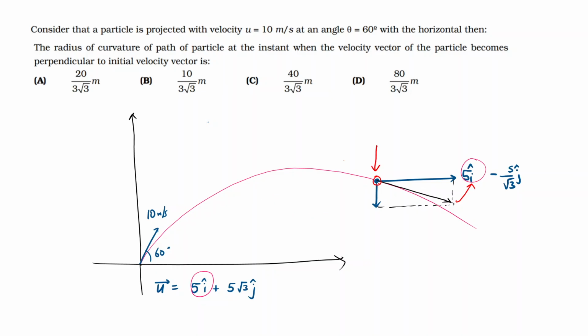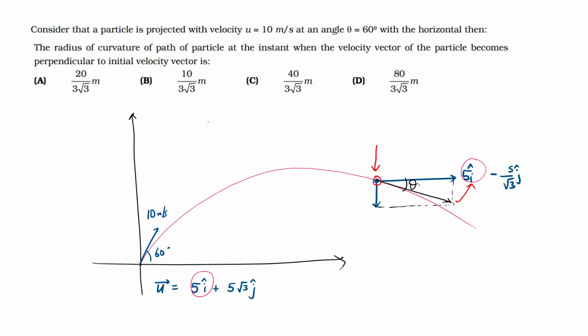So if it's in a circular path, that circular path must pass through this point, right? And it should also have a tangent which is the same as the tangent of the parabola. What do I mean by that? Okay, I will go into this, but first of all, let's do some calculation.